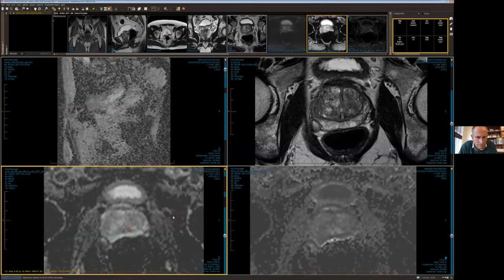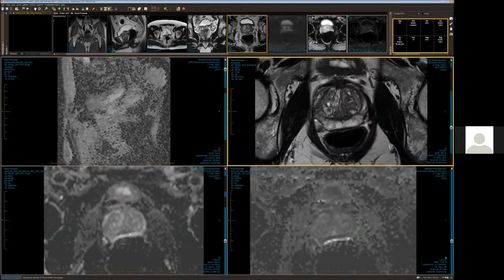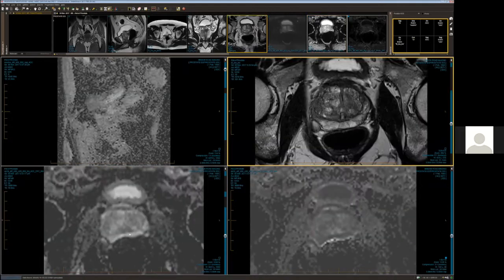I think it's a true negative. This is the verumontanum here, and there's no real correlate. There's no homogeneous decrease in intensity, Jason. I've just measured the ADC on our system, it comes out about 1100, which is not really in the abnormal range for me to be able to go from a PIRADS 2 to a PIRADS 3, which would be the most I would call it there.